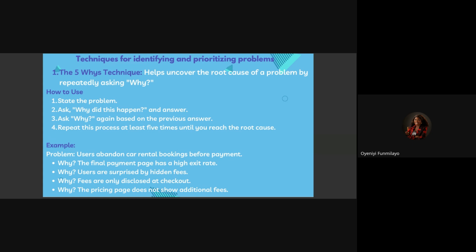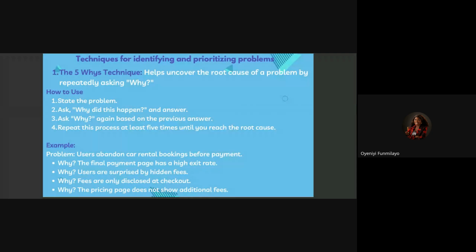You see, this product management thing, it's something you can even apply to your life too at the same time. If something is not going as planned, ask yourself, why is this happening? Get the answer, ask again, why is this happening? Do you get? So an example I gave was, the problem is users abandon car rental bookings before payment.